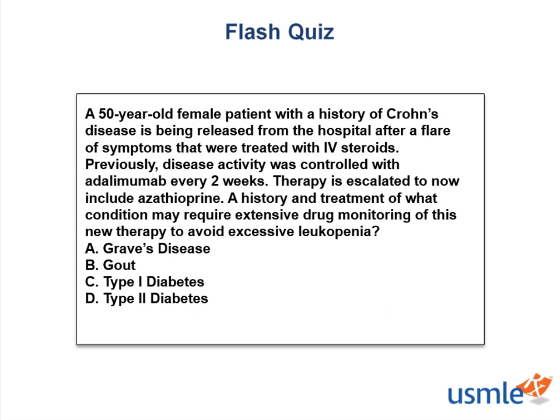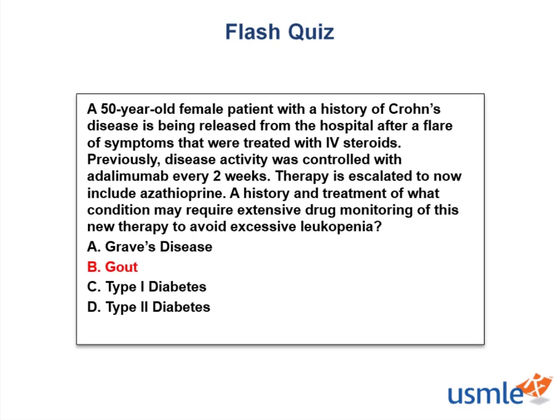A. Graves' disease. B. Gout. C. Type 1 diabetes. Or D. Type 2 diabetes. The correct answer is B. Gout. Gout can be prevented with febuxostat or allopurinol.